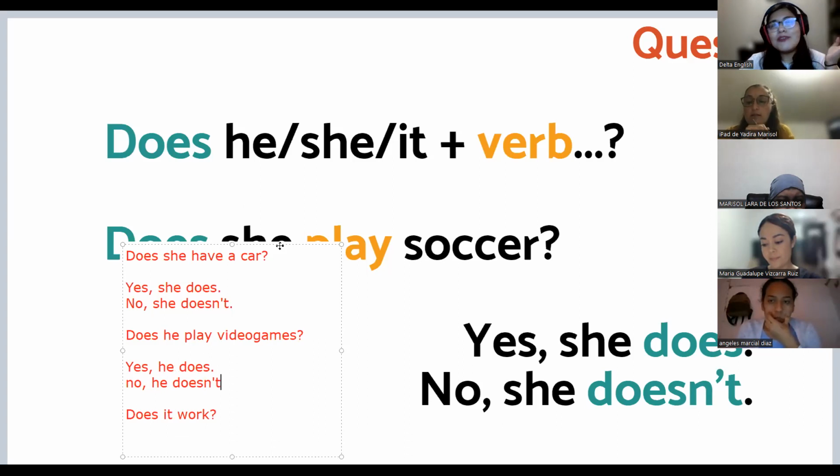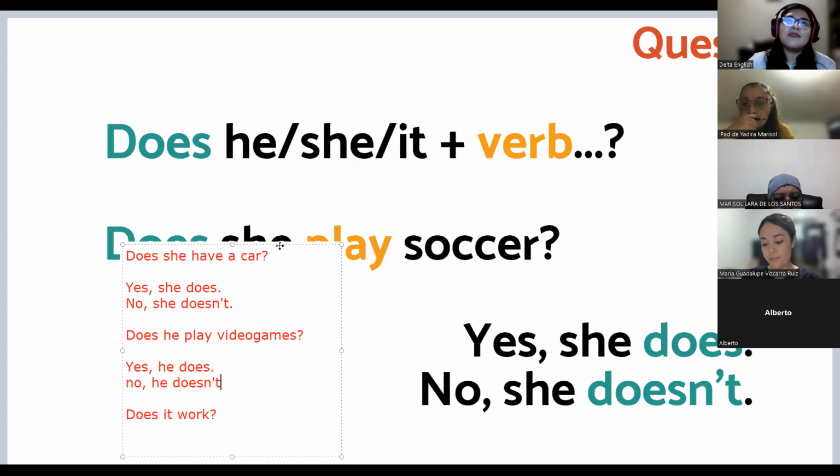Si se les hace muy familiar es porque es exactamente igual que lo que vimos para have. Igualito. Solo que ahora en lugar de have, yo puedo usar el verbo que yo quiera. Pero lo demás es exactamente igual.